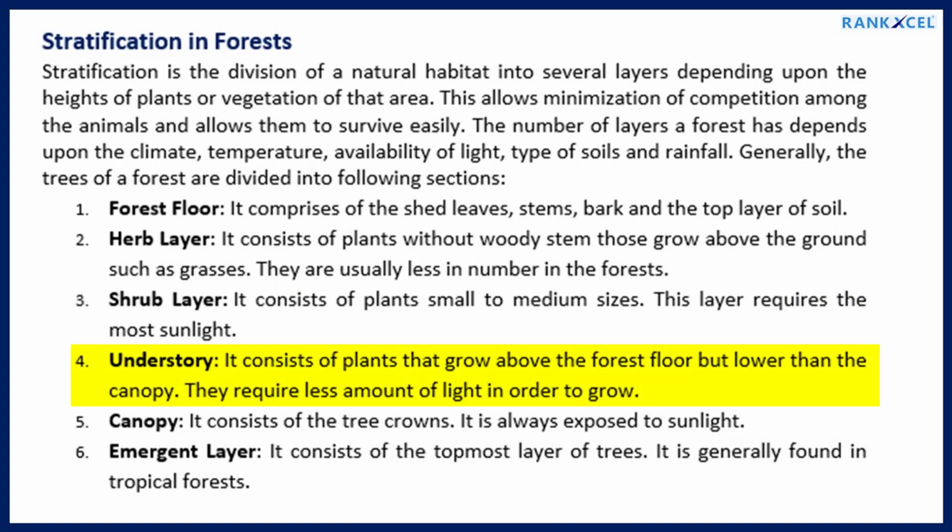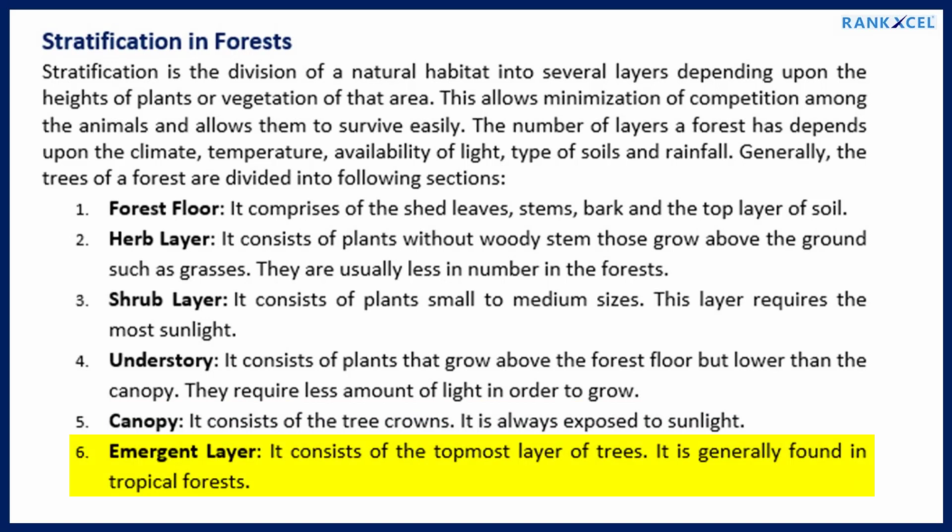4. Understory. It consists of plants that grow above the forest floor but lower than the canopy. They require less light in order to grow. 5. Canopy. It consists of the tree crowns. It is always exposed to sunlight. 6. Emergent layer. It consists of the topmost layer of trees. It is generally found in tropical forests.